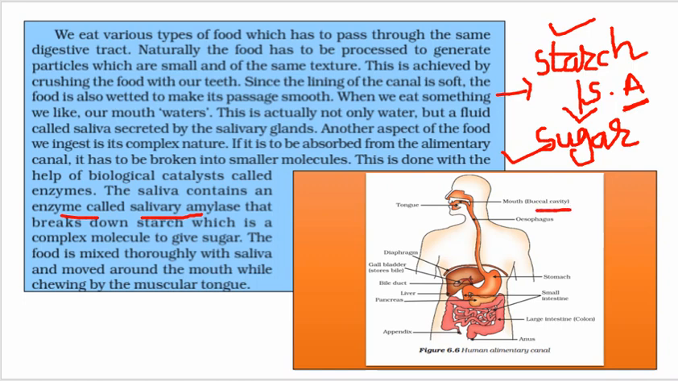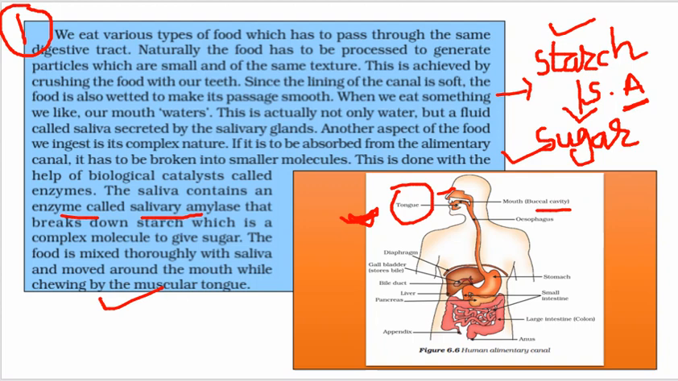So the food is mixed thoroughly with the saliva in the mouth, and then it is moved in the buccal cavity by the muscular tongue while we chew the food. I repeat one more time: the food is mixed thoroughly with the saliva, and then it moves in the buccal cavity by the muscular tongue while chewing. Clear? This paragraph is related to the digestion in the mouth. So this is the first organ, the mouth.